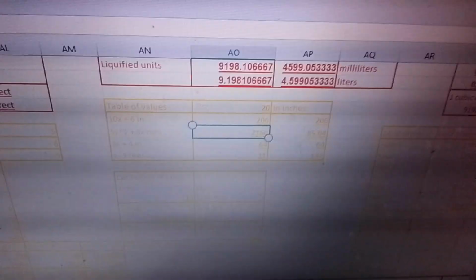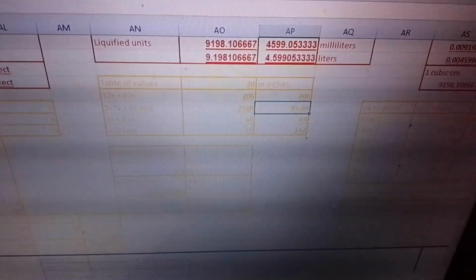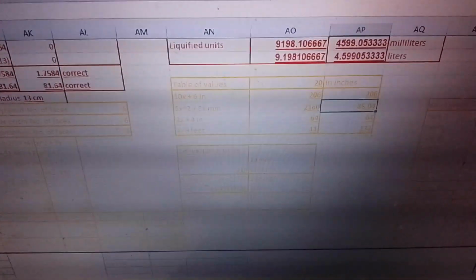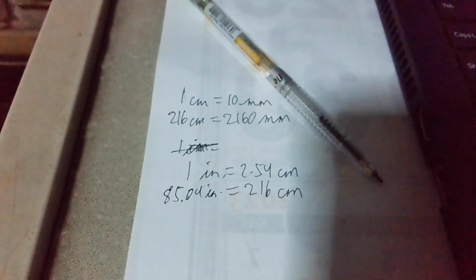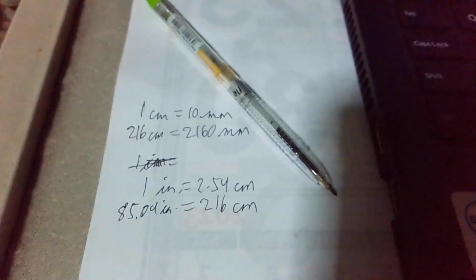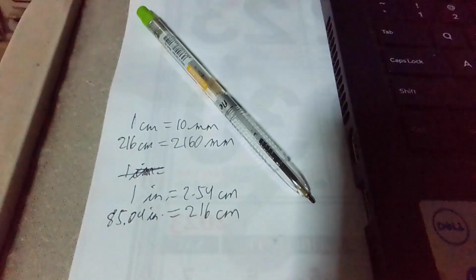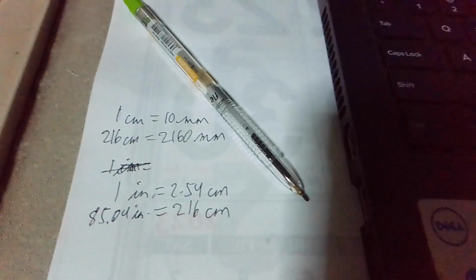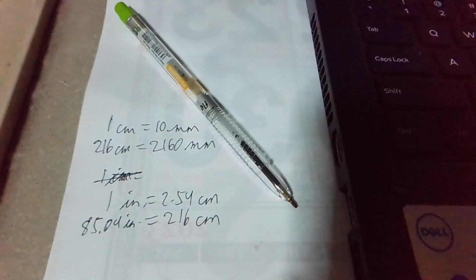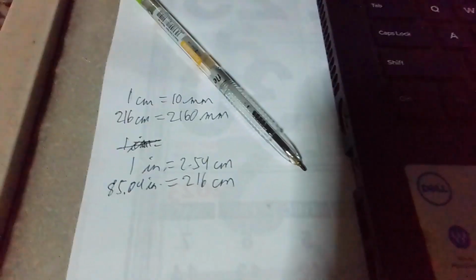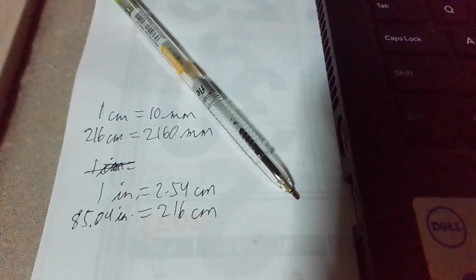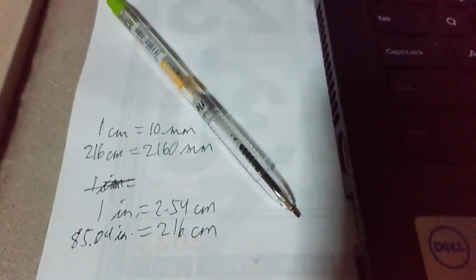But if I were to convert that to inches, ganito siya. That's in millimeters. First, you convert that to cm. 10 millimeters is 1 cm. Let me write it down for you. So 1 centimeter is 10 millimeters. We got 2,160 millimeters. Divide by 10, you should get 216 centimeters. Then from centimeters, we convert that to inches. 1 inch is 2.54 cm. And 216 divided by 2.54, you should get 85.4.